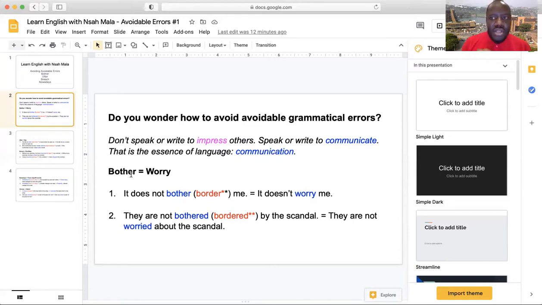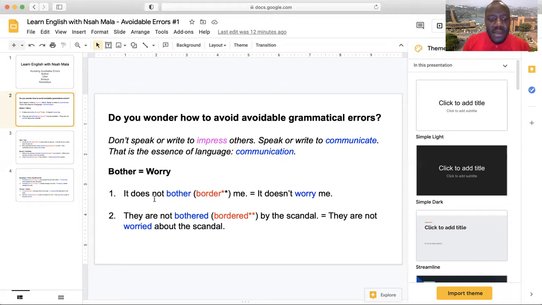So border, a very simple close word to border would be worry. Okay, so it does not bother me. This is the correct spelling, border. But there is this word many people will use here, and it means a different thing. And if you doubt what it means, please go to my video of last Saturday.